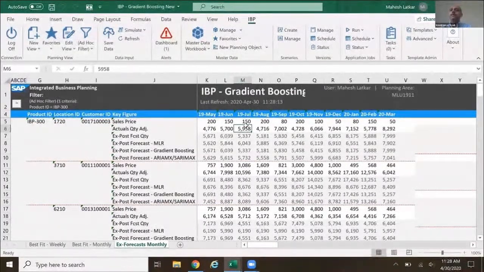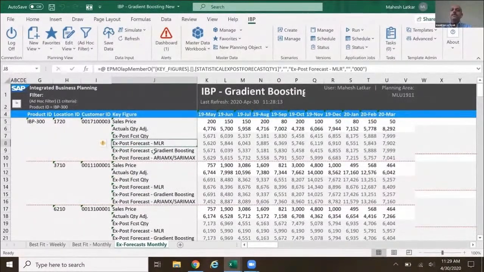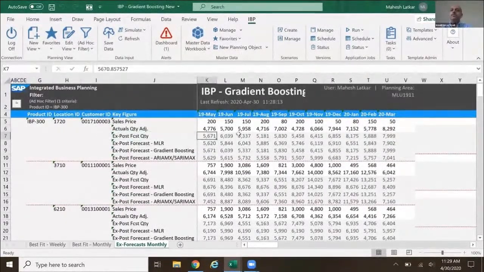The way we maintain this data, wherever you got less price, you got more sales. So the system has to read this pattern and come up with the forecast numbers. If you look at the output of these algorithms, we got MLR, multilinear regression, ex-post forecast for gradient boosting, and ex-post forecast for Arimax. And this ex-post forecast quantity is the final result of this output. So it will choose based off these three models.